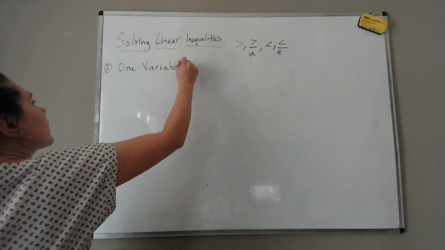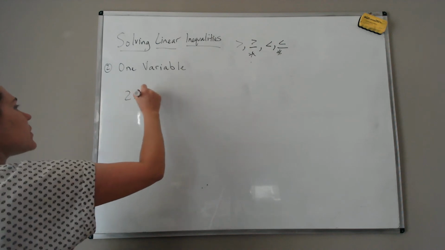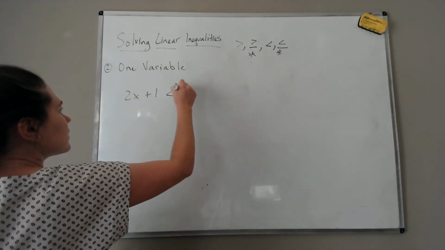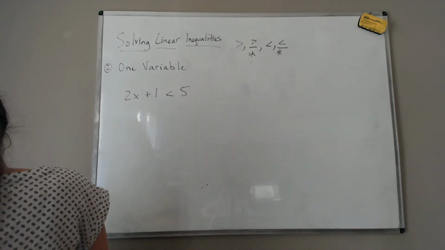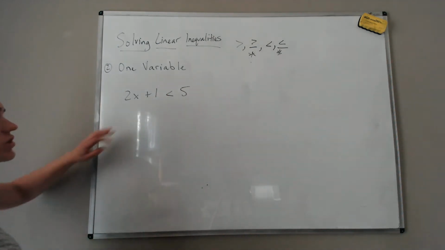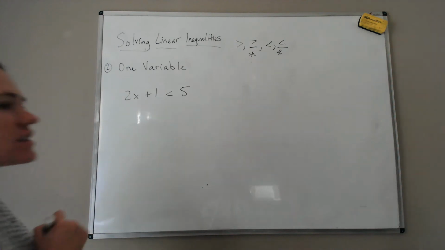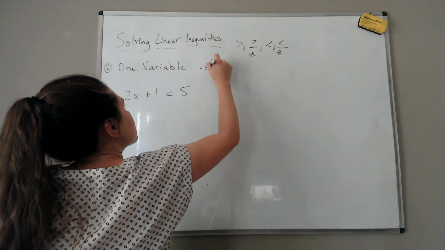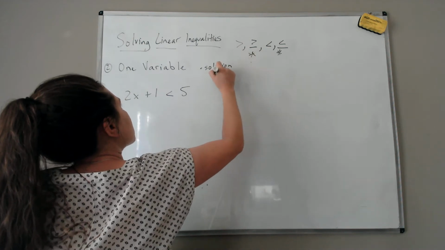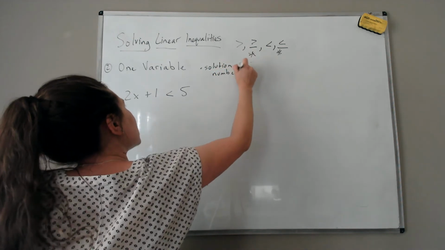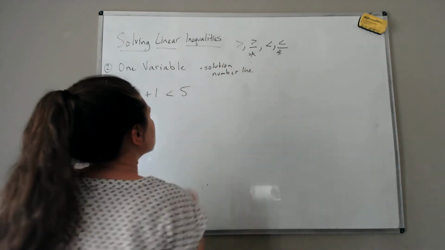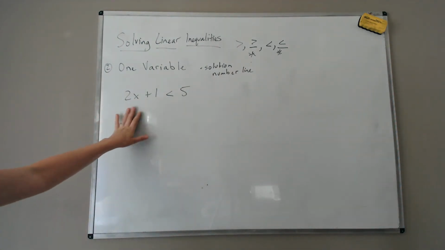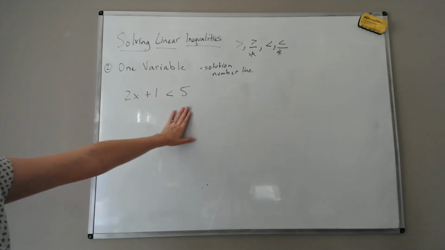So if you have one variable, it looks something like this: 2x plus 1 is less than 5. Notice you don't have x's and y's, you just have x's. So instead of being on a coordinate plane, your solution goes on a number line this time because it's one dimension. It's going to be the range of x values that makes this true.